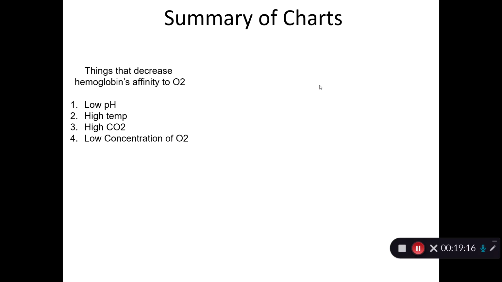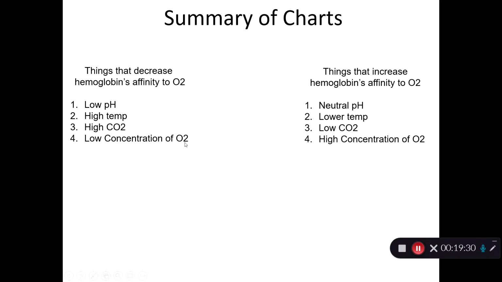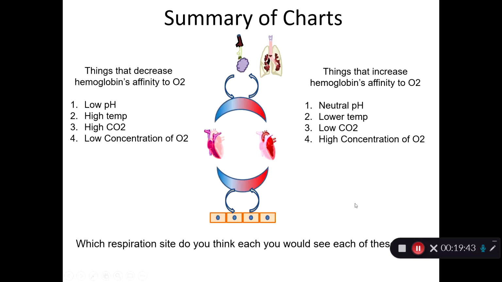So let's put this all together. What is the summary of these charts saying? Things that decrease hemoglobin's affinity: if you make it more acidic, if the temperature rises, if you have a lot of CO2, or if you have a low concentration of O2. Things that increase it: you've got a neutral pH, a lower temperature, lower CO2, or a high concentration of O2.